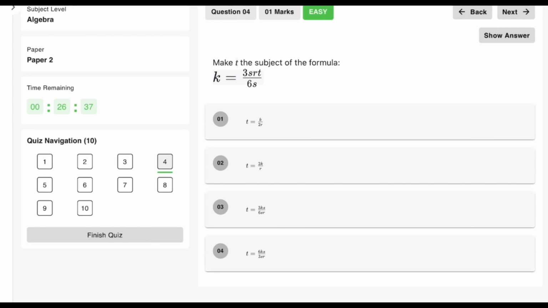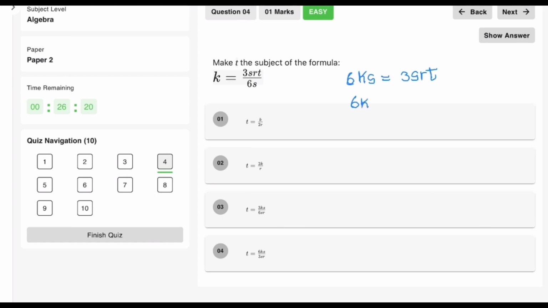In the next one, I'm making t the subject of the formula. K is equal to 3srt over 6x. So I'm going to multiply the 6x to the left hand side. So this is 6ks is equal to 3srt.